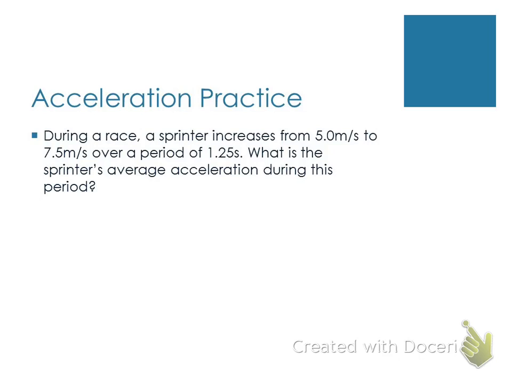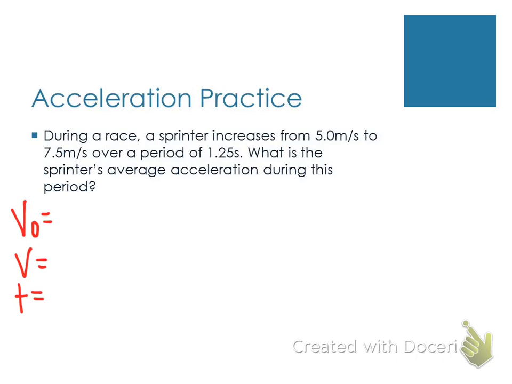I'll give you a few seconds to get it written down and then we'll work through it. It says: during a race, the sprinter increases from 5 meters per second to 7.5 meters per second over 1.25 seconds. What's the sprinter's average acceleration during this period? What I started doing on the side is making my list of variables. This v sub 0 is what your book labels initial velocity, the velocity at time 0. V would just be your final velocity, and t would be your time.